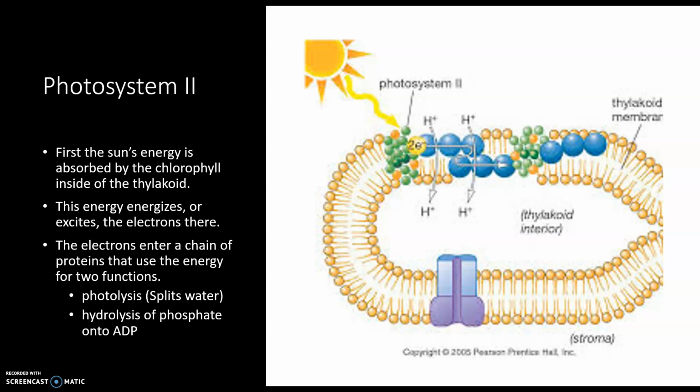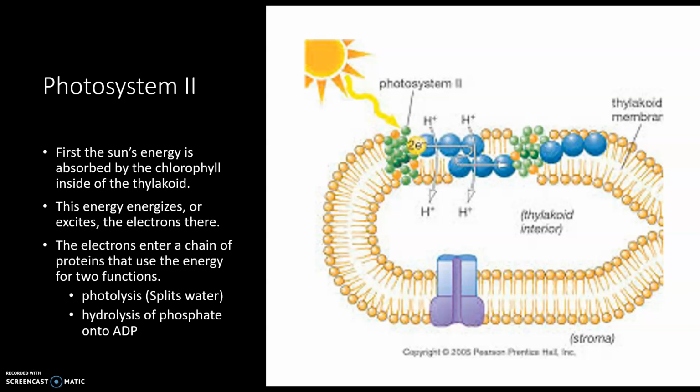So the first thing that has to happen in photosystem 2, or the light-dependent reactions, is that the sun's energy is absorbed by the chlorophyll of the thylakoid. So chlorophyll is found on the inside of the thylakoid, in here. This here is showing you the thylakoid membrane. The energy energizes or excites the electrons. You can see in this situation you have that 2e minus. That is telling you that you're looking at 2 electrons.